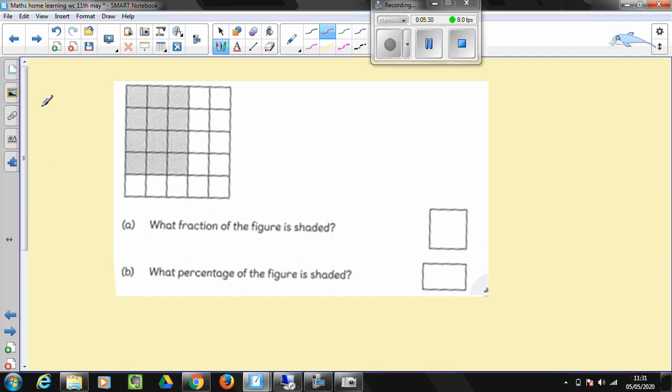Here's a new question. What fraction of the figure, that means the picture, is shaded? Can you work out the percentage that's shaded? Pause the video and have a go.